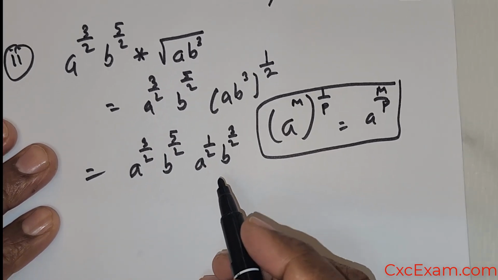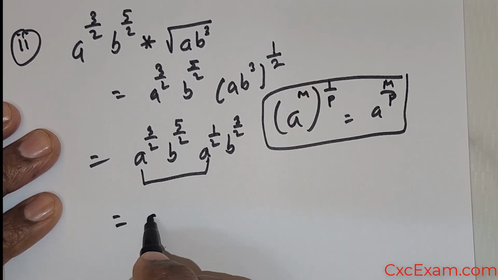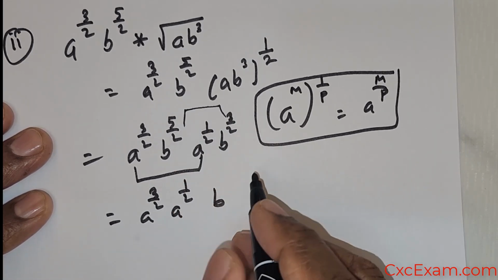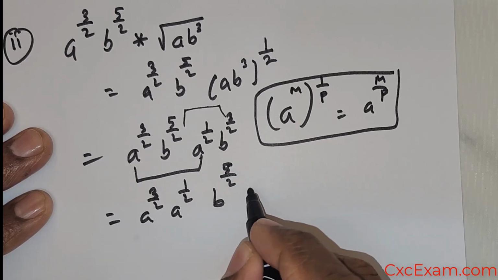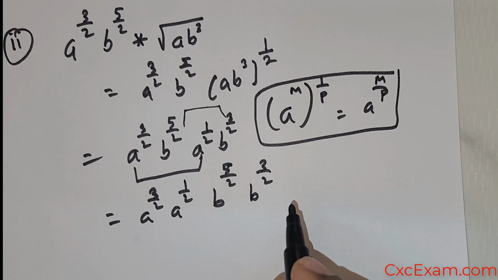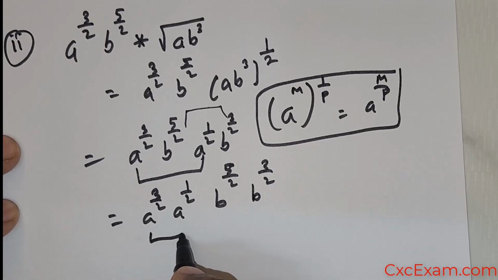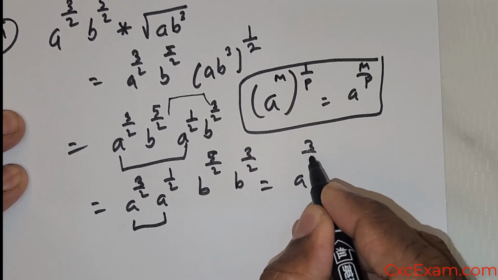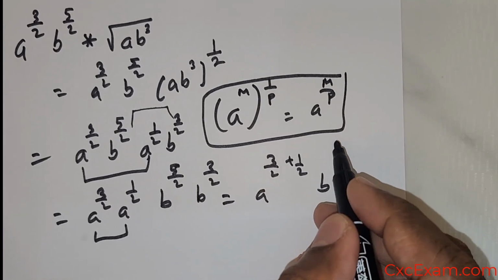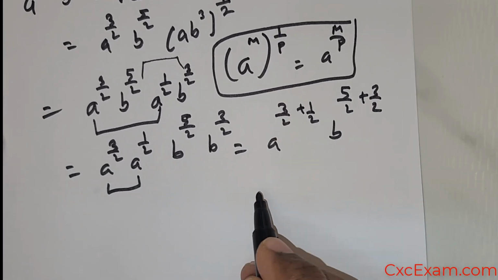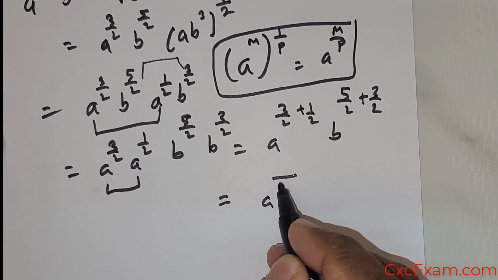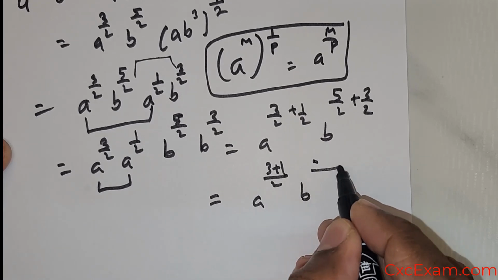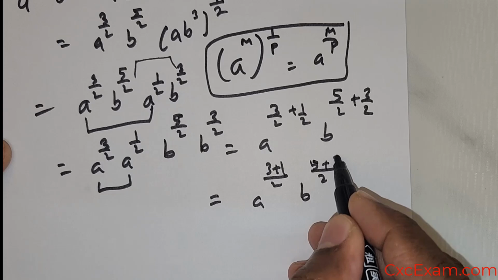Now you can club the a's together, a raised to the power of 3 over 2 and a raised to the power of 1 over 2. Club the b's together, b raised to the power of 5 over 2 and b raised to the power of 3 over 2. And you can add these two. When I say add, using the law of indices, this is going to be a raised to the power of 3 over 2 plus 1 over 2, b raised to the power of 5 over 2 plus 3 over 2. With 2 as the common LCM, so 3 plus 1, and 5 plus 3.